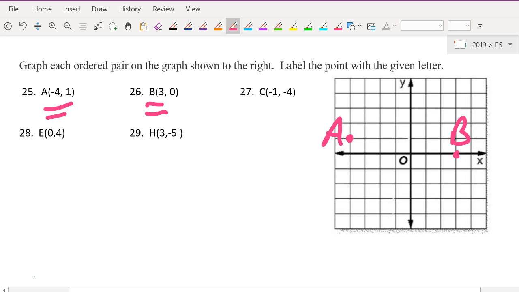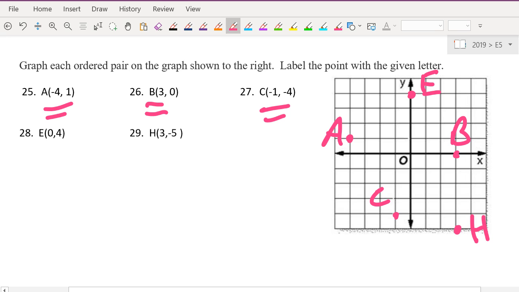Okay, negative 1, negative 4. Which way do we go? Left and down. Okay, so we get here. This is C. And then E is 0, 4, and we label it. And then H is 3, negative 5. And that is H.